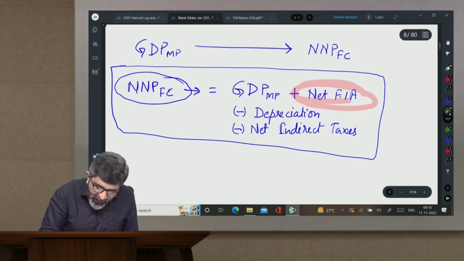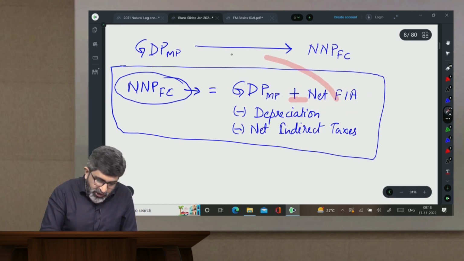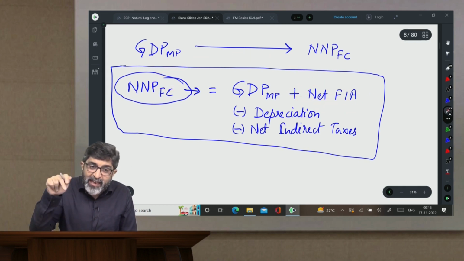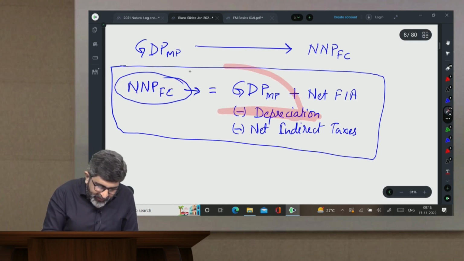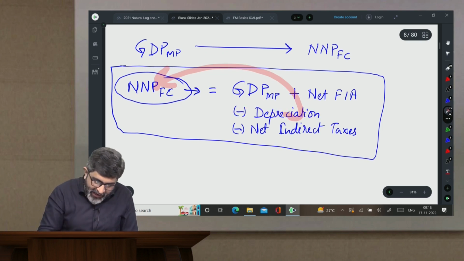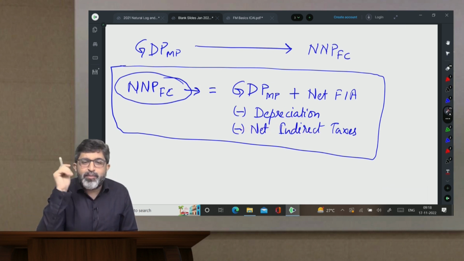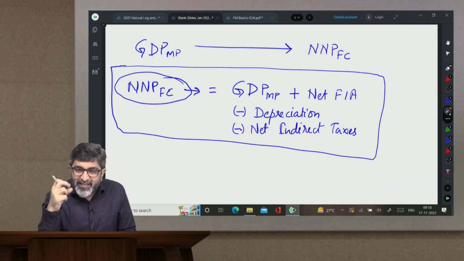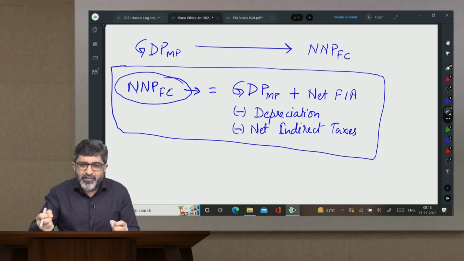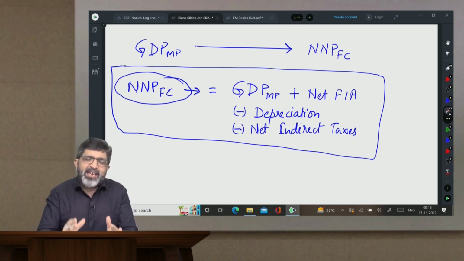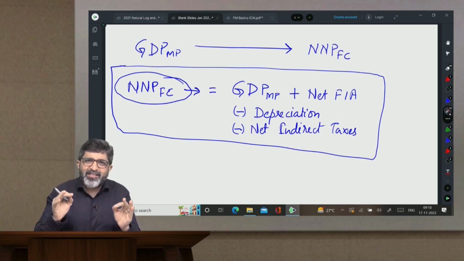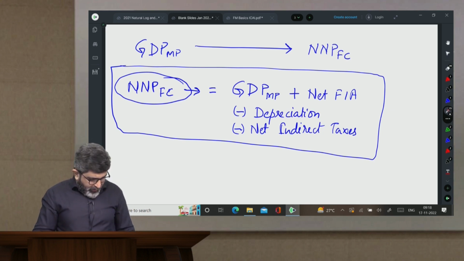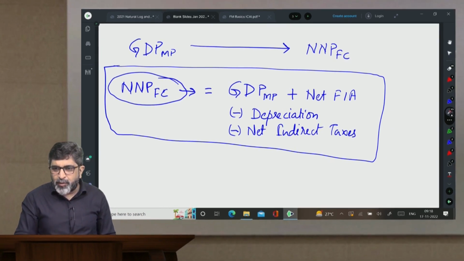So net FIA you added over here, you push it to this side, and it will be net FIA that should be subtracted from NNP at factor cost. If you push depreciation to this side, depreciation should be added. If you push net indirect tax from this side to the other side, net indirect tax will have to be added. This skill of connecting one with the other is all to be taken care of in this chapter, this particular unit. That is what I am asking you all to do. So just make sure that you have written this particular equation.